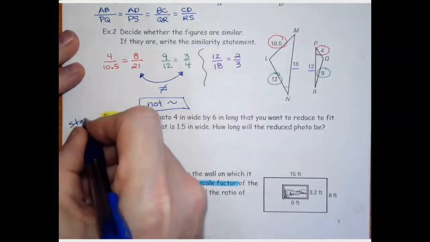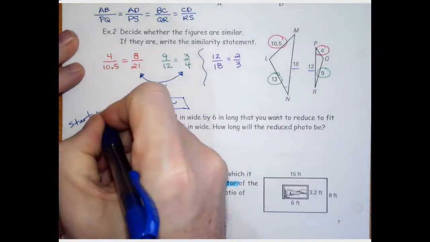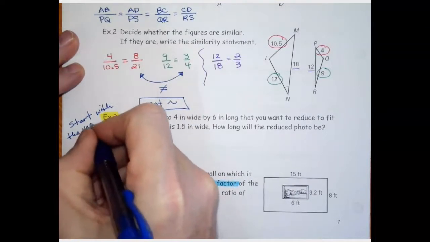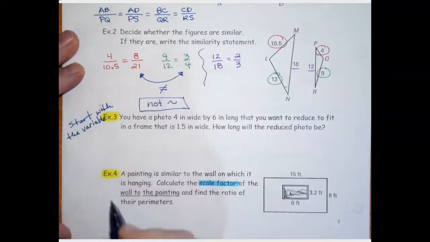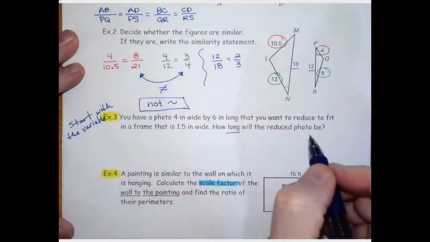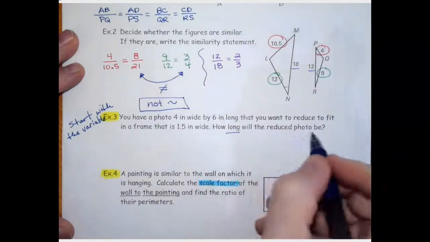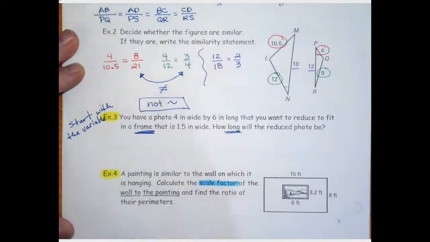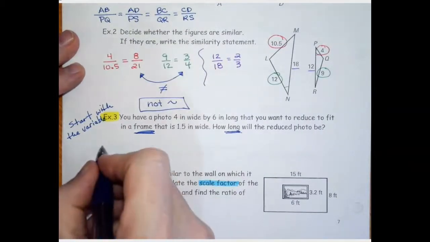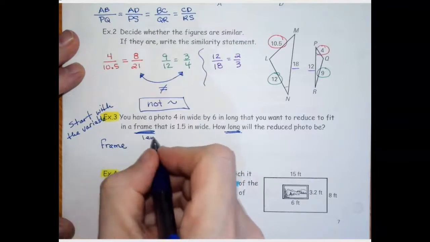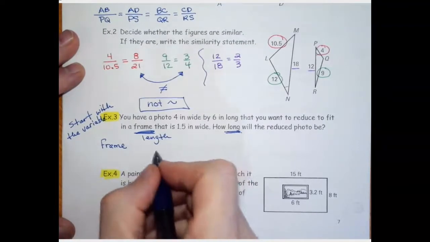Okay, so when we set these up, we had one of these the other day. Start with the variable. Start with the unknown. Start with the variable. So we want to know how long the reduced photo, which would be the frame. So the question is, how long is the frame? So I'm going to put frame here and length here. I'm going to use F for that.